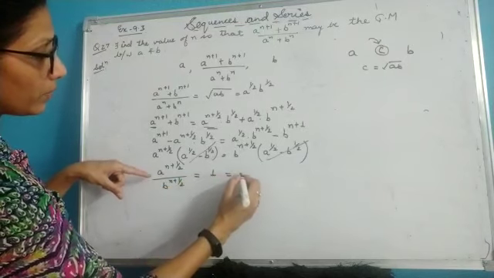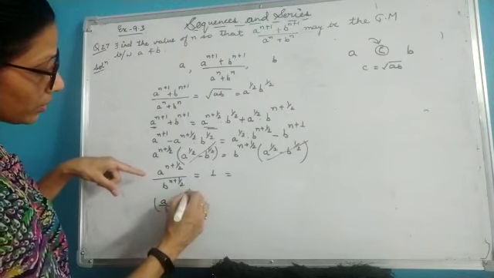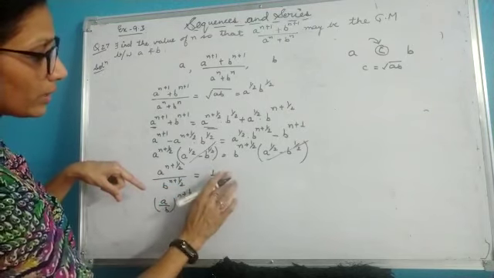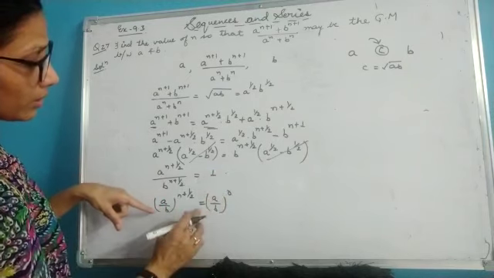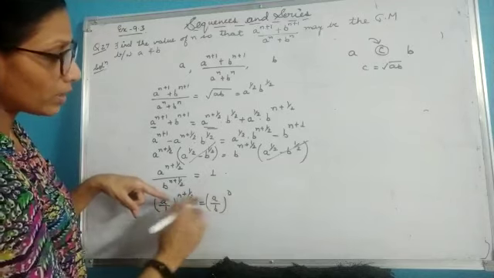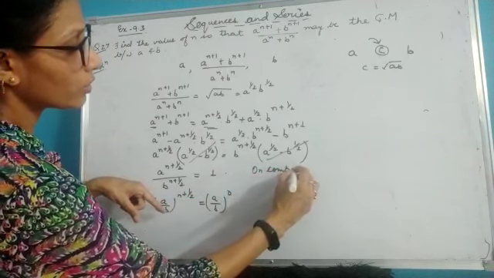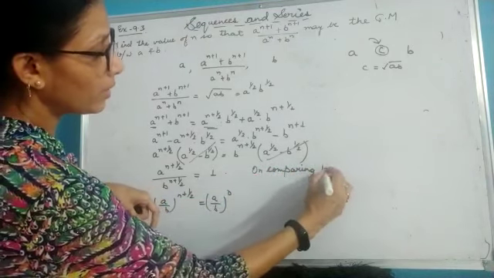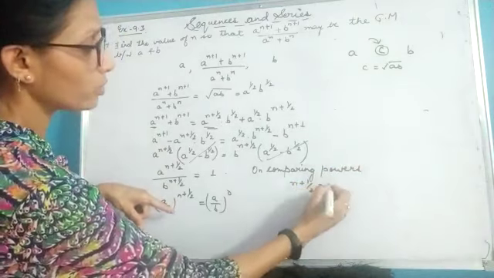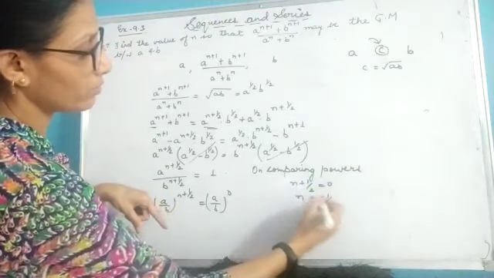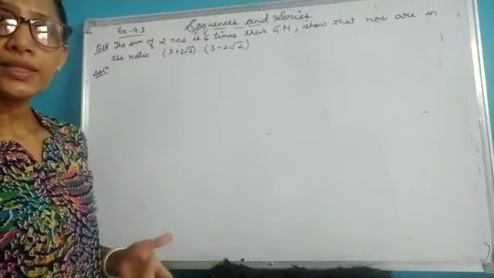This 1 can be replaced by, here I can write it as a by b raised to power n plus half. So this 1 can be replaced by a by b raised to power 0. Now when the bases are same, equal to sign is there in between, we can compare the powers. So on comparing powers, we get n plus half equal to 0, and n equal to minus half. Isn't that easy? Have a look. Let's see the next question, children.